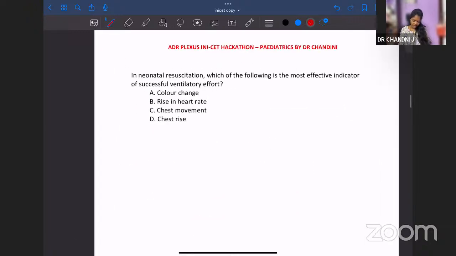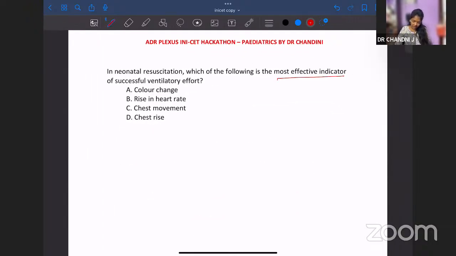Next question. In neonatal resuscitation, which of the following is the most effective indicator of successful ventilatory effort? So you're giving resuscitation, which means that you're giving it properly. So is it increase in heart rate, color change, chest movement, or chest rise? The answer here is rise in heart rate. The most effective indicator for successful ventilation is an increase in heart rate. Ventilation is the most important aspect of neonatal resuscitation, and the most effective indicator is your rise in heart rate. Clear with this? Okay.